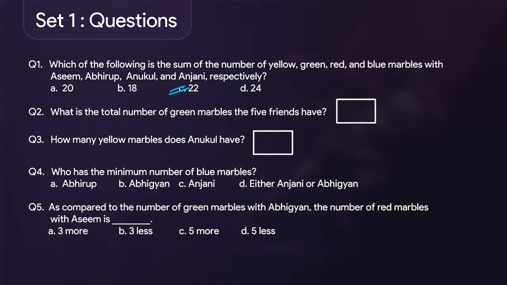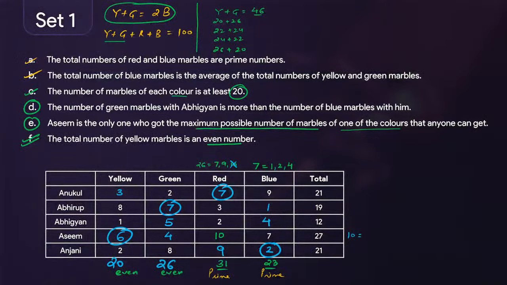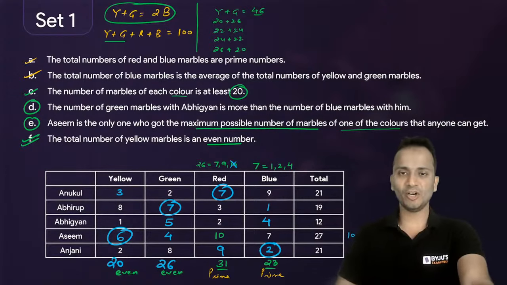All right. I hope you will be able to answer all these 5 questions now. What is the total number of green marbles the 5 friends have? How many yellow marbles does Anukul have? What is the minimum number of blue marbles? Who has the minimum number of blue marbles? As compared to the number of green marbles with Abhigyan, the number of red marbles with Asim is how much? Right? So I hope you will be able to answer all these questions once you can see the complete table. Okay? All right.